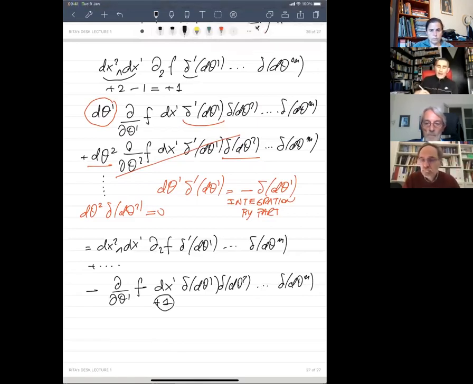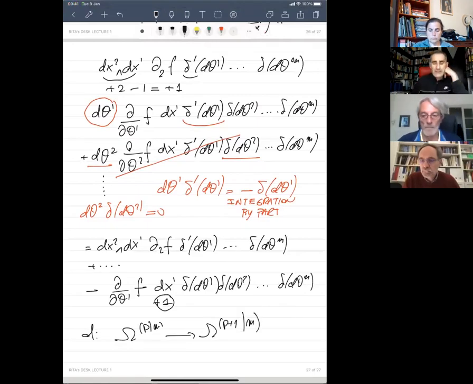So I showed you that the differential d acts on integral forms as usual, and it maps integral forms of the case P|m into integral forms of the case P+1|m. So it exactly increases the form number.